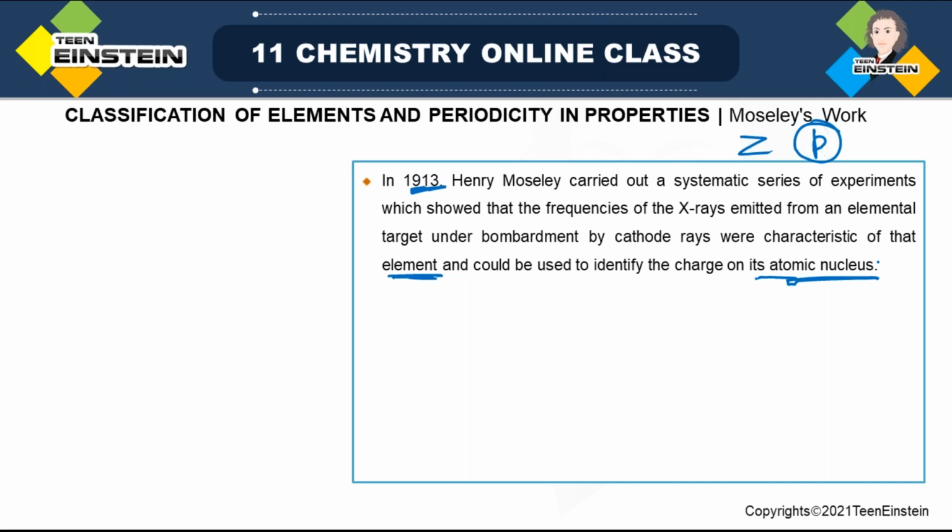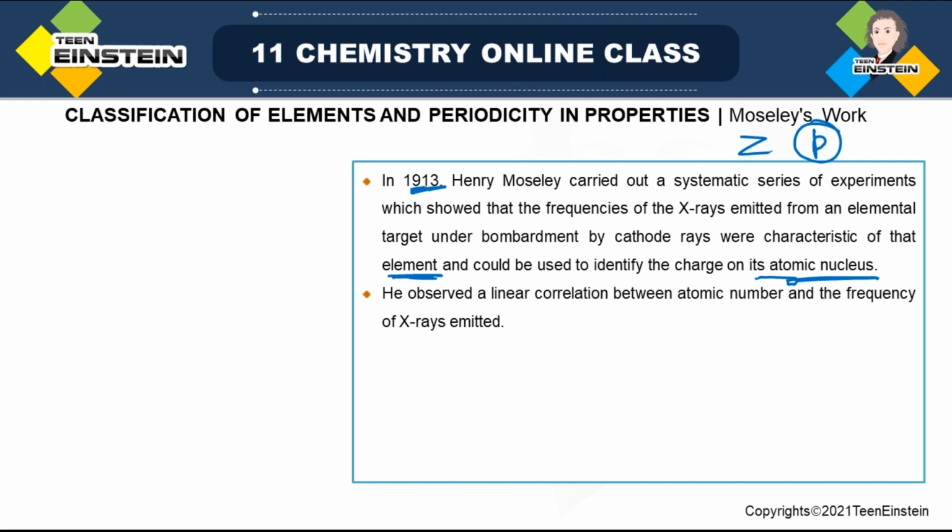That means to identify its atomic number, which is nothing but the charge on the atomic nucleus. For example, if I say oxygen has atomic number 8, what does it mean? The total number of protons in the nucleus, that is the total positive charge in the nucleus, is 8. Obviously, the electron number is also the same. But the atomic number is actually the total proton number. So he observed a linear correlation between the atomic number and the frequency of the X-rays emitted.